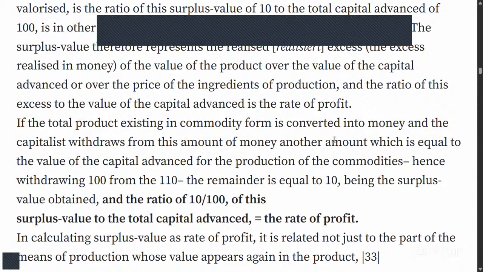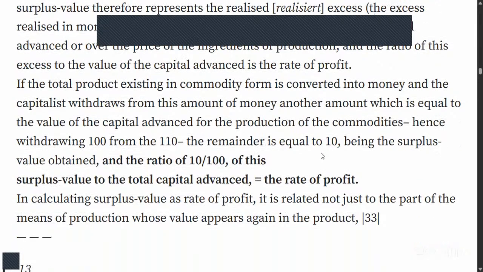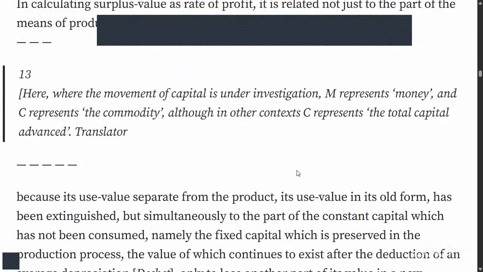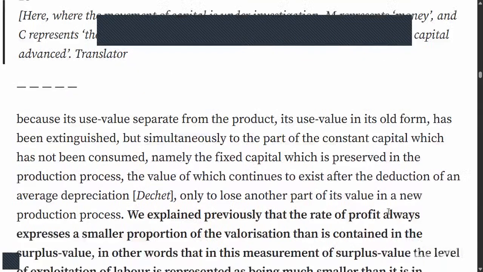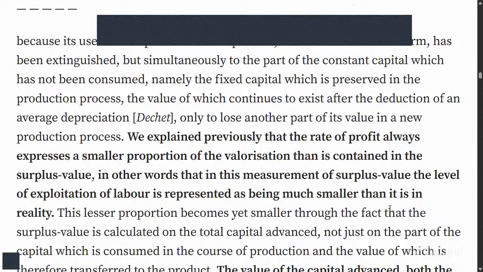Now, in calculating surplus value as rate of profit, it is related not just to the part of the means of production whose value appears again in the product, but, and it goes further on, because its use value separate from the product, its use value in its old form has been extinguished, but simultaneously to the part of the constant capital which has not been consumed, namely the fixed capital, which is preserved in the production process, the value of which continues to exist after the deduction of an average depreciation, only to lose another part of its value in a new production process.